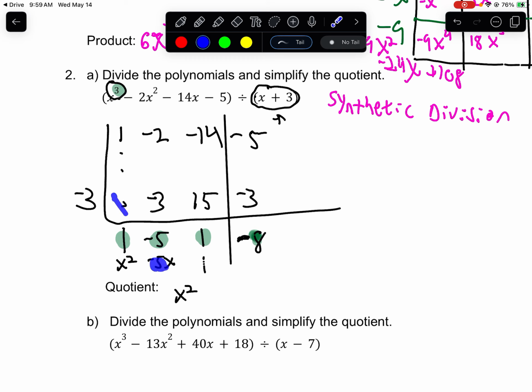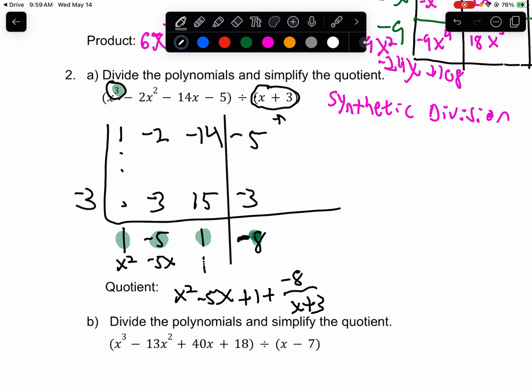So this is x squared. This is going to be x, and that's going to be the constant term. So you just write down x squared minus 5x plus 1, and the remainder, you're just going to say plus a negative 8 over x plus 3. And that is the quotient.